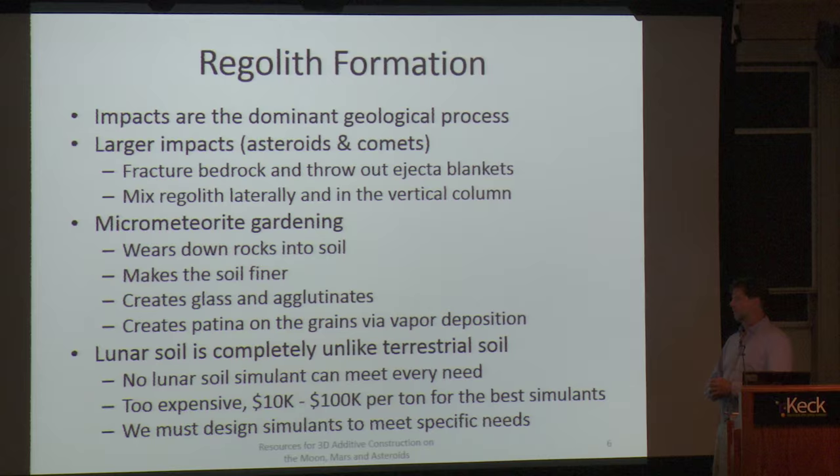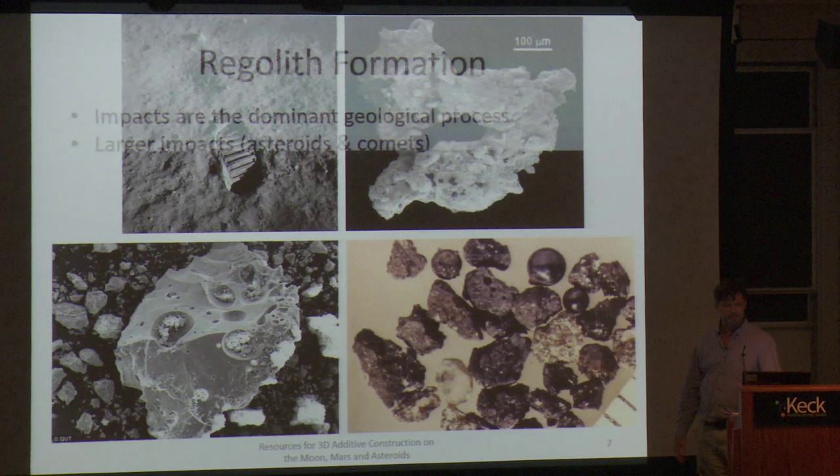The lunar soil, because of this, is completely unlike terrestrial soil. And we have tried to create lunar soil simulants, but we cannot create a perfect simulant. It's too expensive. We spent $10,000 per ton or $100,000 per ton making different simulants. And even so, they do not capture all the properties we need of the Moon. So therefore, we have to develop simulants that meet our specific needs. And we have to have families of simulants for specific tasks.